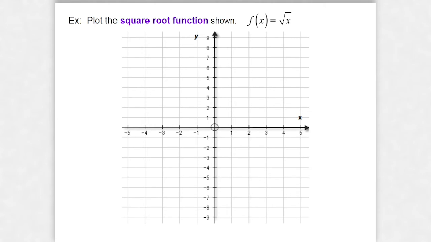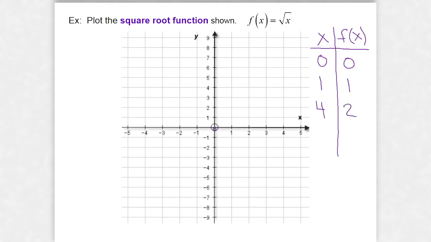So I'm going to go ahead and choose some input values. So I'll go ahead and create a small table here. x for my input, f of x equals the square root of x for the output, and I'm going to choose the inputs of 0, 1, and 4, and the outputs would be, well, what's the square root of 0? 0. And the square root of 1 is 1, and the square root of 4 is 2. So let's plot these 3 points: (0, 0), (1, 1), and (4, 2).